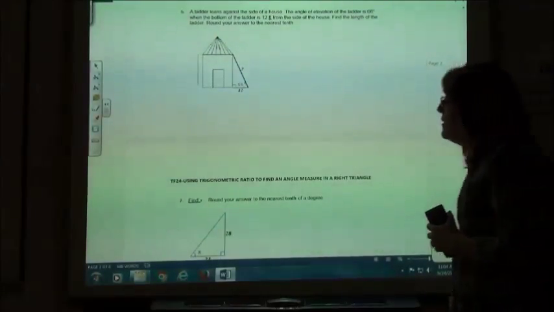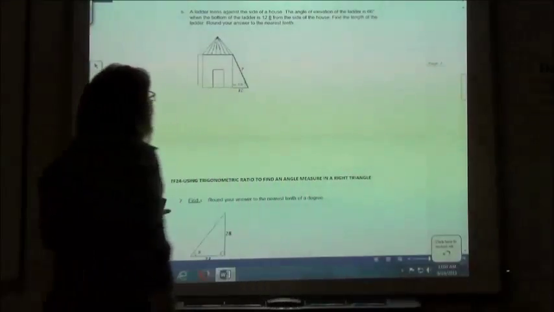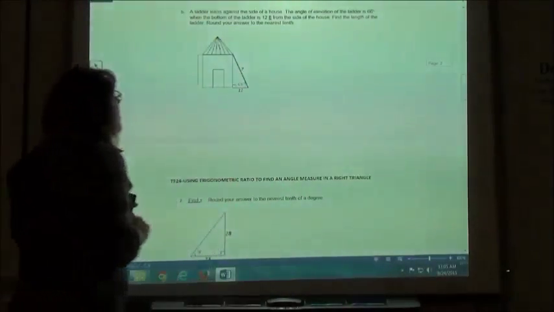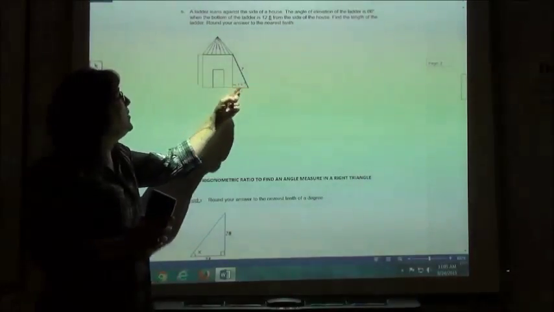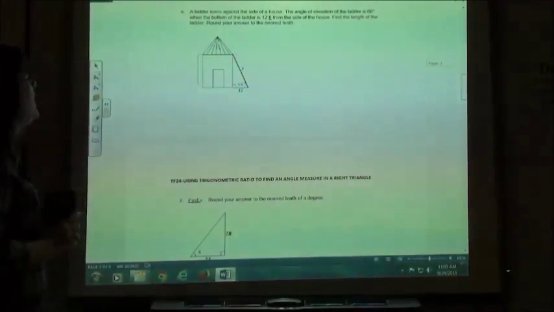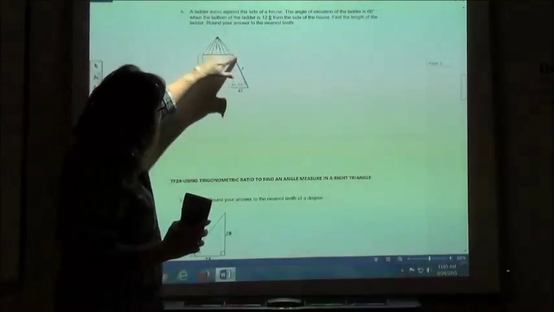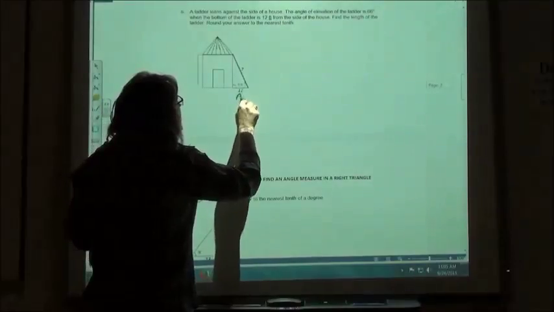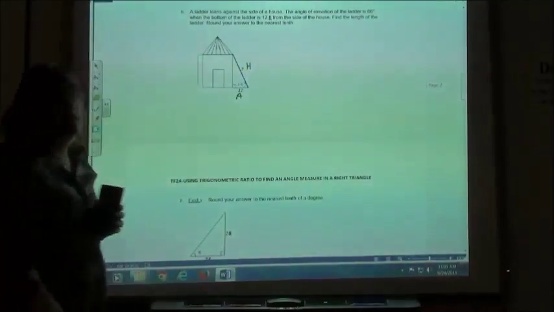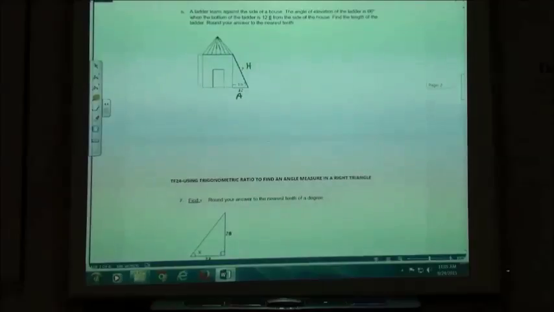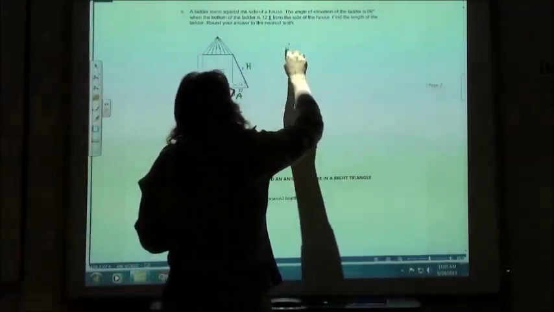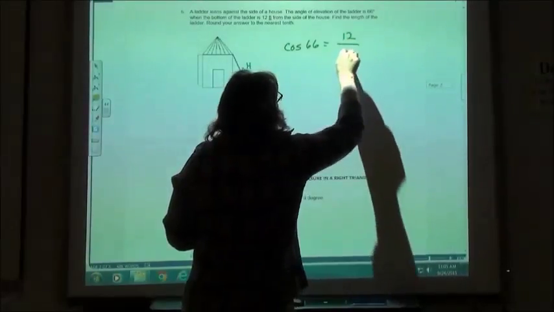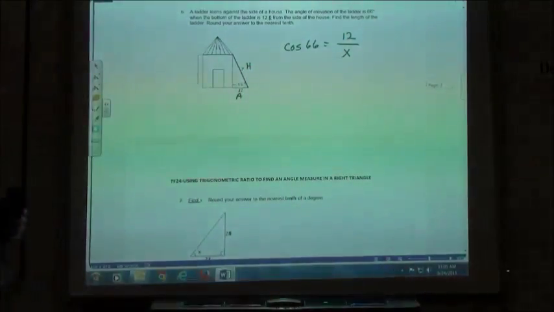So number 6 says, a ladder leans against the side of the house. Again, the angle of elevation is 66, so they've got that marked for you. When the bottom of the ladder is 12 feet from the side of the house, find the length of the ladder. So this time we're finding this side right here. So on this one we have the adjacent side and the hypotenuse. And so if we have the adjacent and the hypotenuse, we're going to use the cosine. The cosine of 66 equals the adjacent side, which is 12, over the hypotenuse, which we don't know.